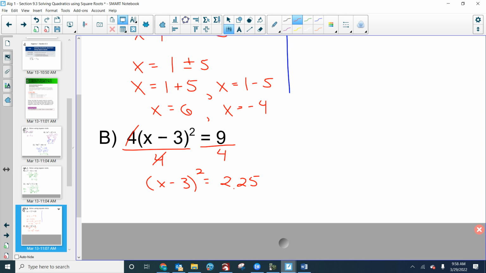Now the next step. I've unwrapped that first layer. I've gotten rid of the 4. What's next to unwrap? The square. Let's get rid of the square, right? We'll get rid of the square. Square root both sides. x minus 3 equals plus or minus 1.5, right?